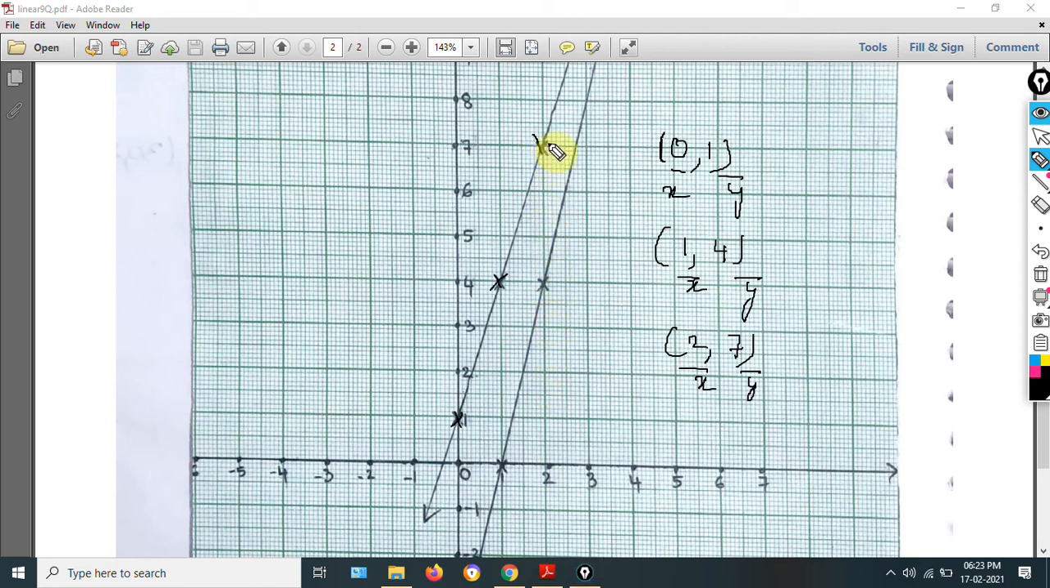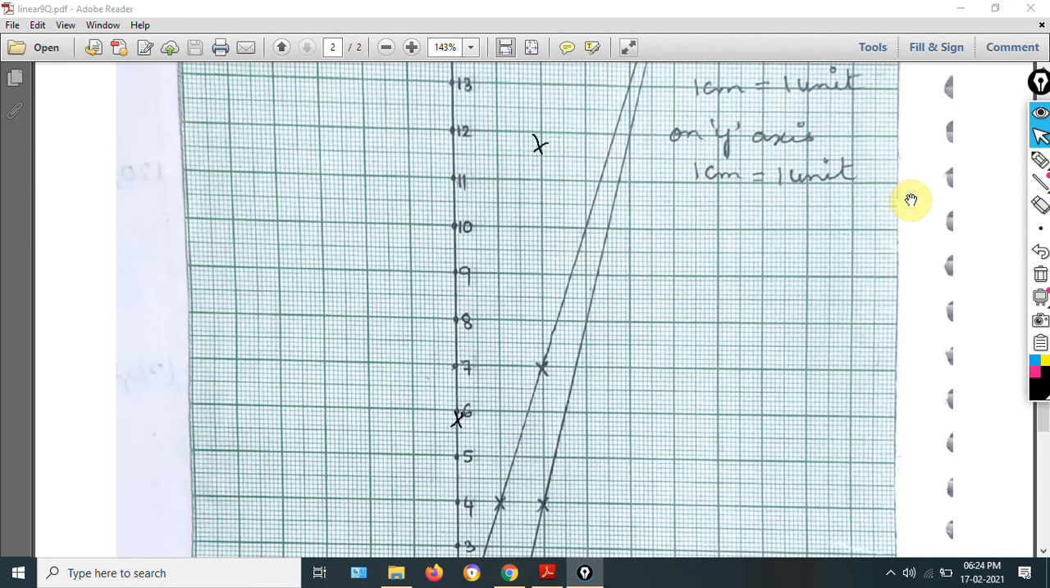Now we have to take the scale and join all the points like this. Straightly we have to join, by using the scale. After completing this, next we have to see the next table. So we will see what the points are in the next table.